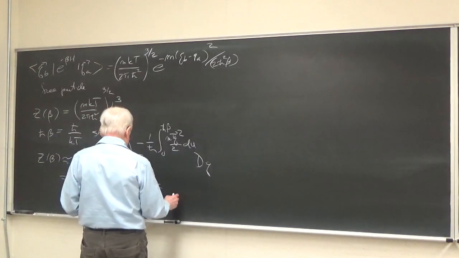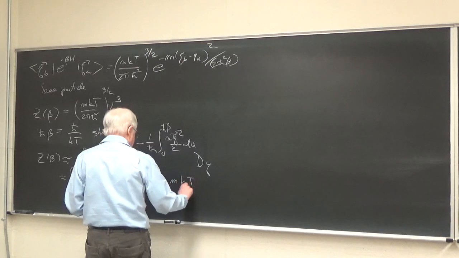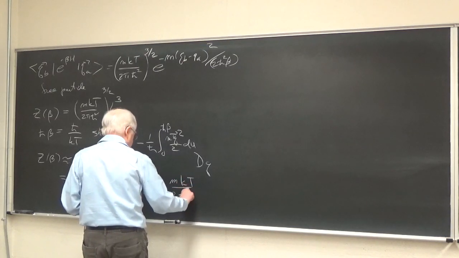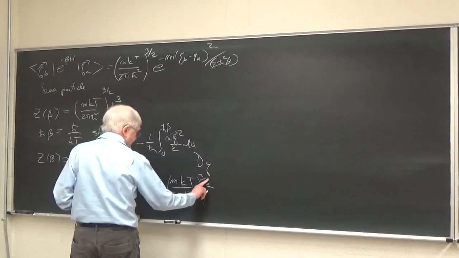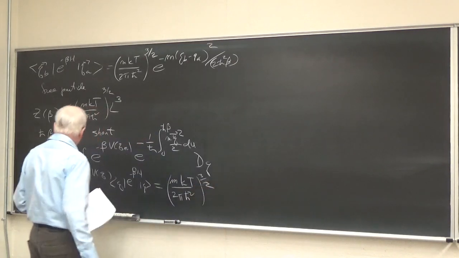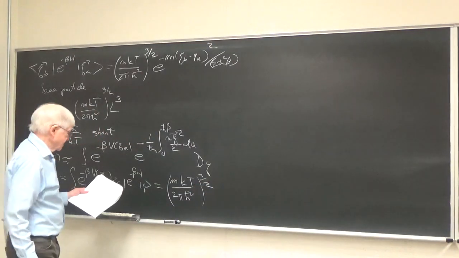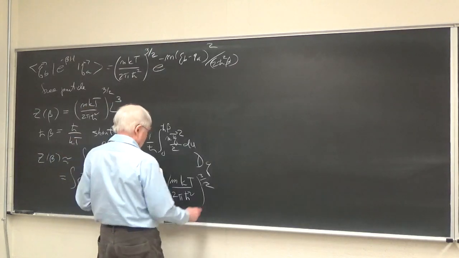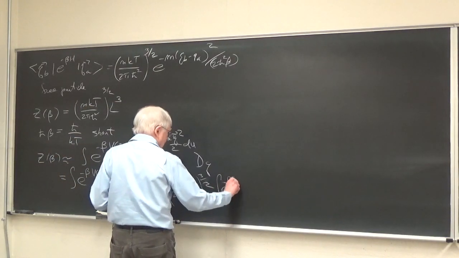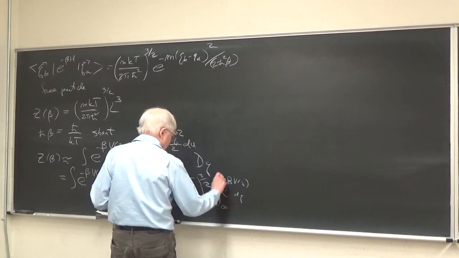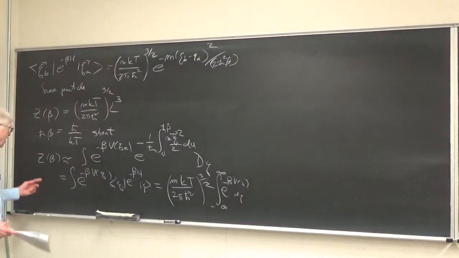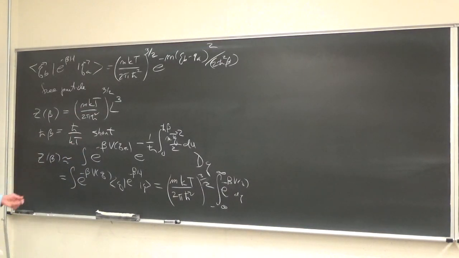So the formula altogether then is (mkT / 2πħ²)^(3/2). So Z(β) is (mkT / 2πħ²)^(3/2) times an integral of e^(−βV(q)) dq, and this is just from minus infinity to plus infinity. So this is a high-temperature approximation to the partition function, which is quite general and is actually useful.